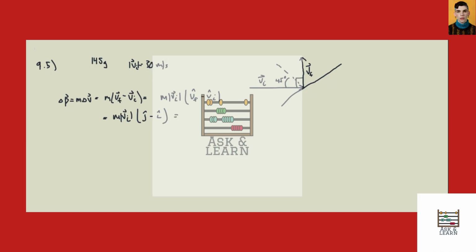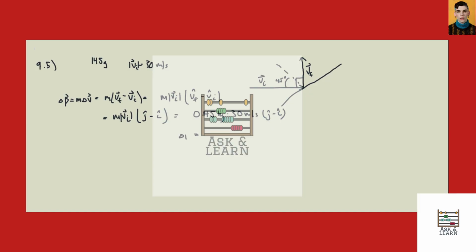Cool. So now we can just plug this in, and if we want to keep things in SI units, we can use a mass of 0.145 kilograms times the speed, which is 30 meters per second. And then we have our direction here, j minus i.